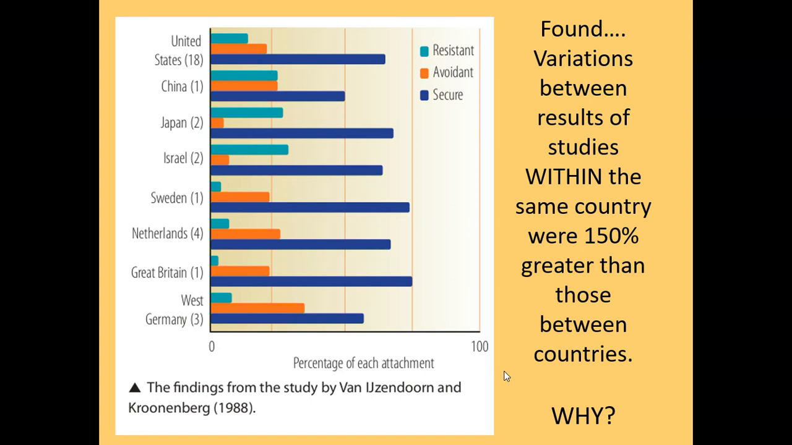And what they found was variations of results within the same country as opposed to between countries. So they found out that it didn't necessarily matter what country you were in, there were differences within the countries as well. And that's a good evaluation point, or a good conclusion to write, that they found more variation within countries than between countries.